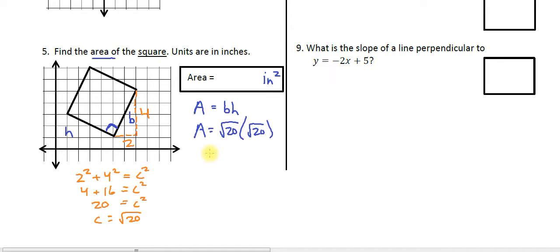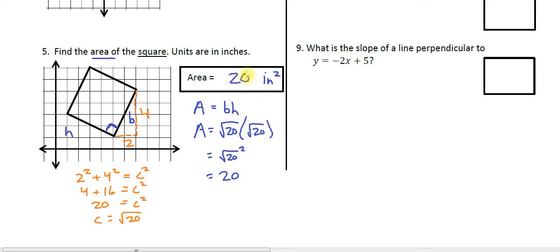And think about that, class. I can write that as the square root of 20 squared. Isn't this just the same number multiplied by itself? That's what squaring means, is take a number and multiply it by itself. Well, we've already learned in class that a square root and a square, they cancel each other, which means the area for this square is just 20 inches squared.